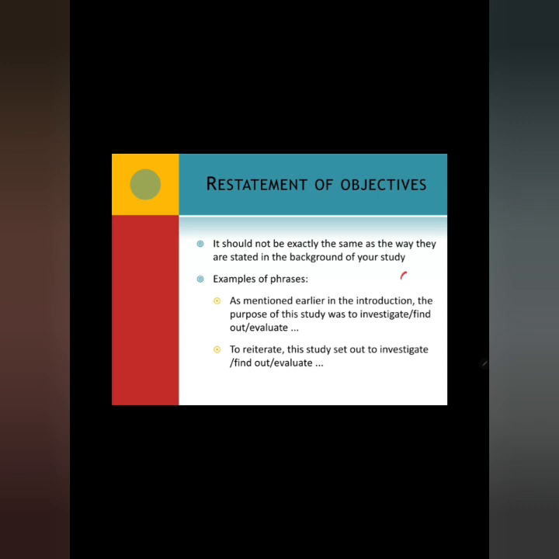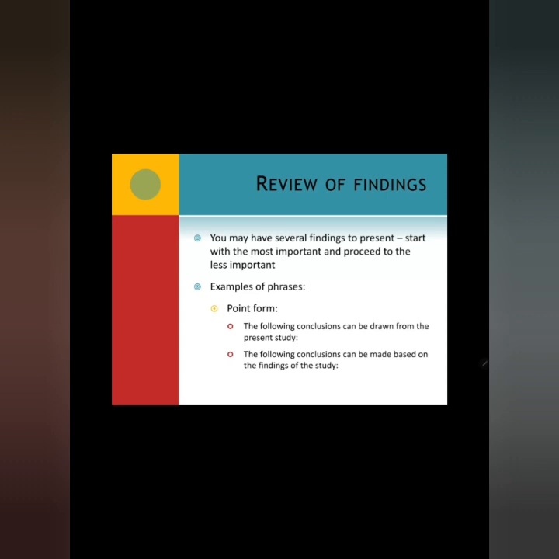So here, for example, if you have 2 objectives in chapter 1, you have it separately, right? Number 1, number 2. So here, you put everything in one sentence. Next, you will have the review of findings. So in the review of findings, you will choose major findings. Major, so the major one is the most important one. All right. Okay, so for example, you have 2 objectives.